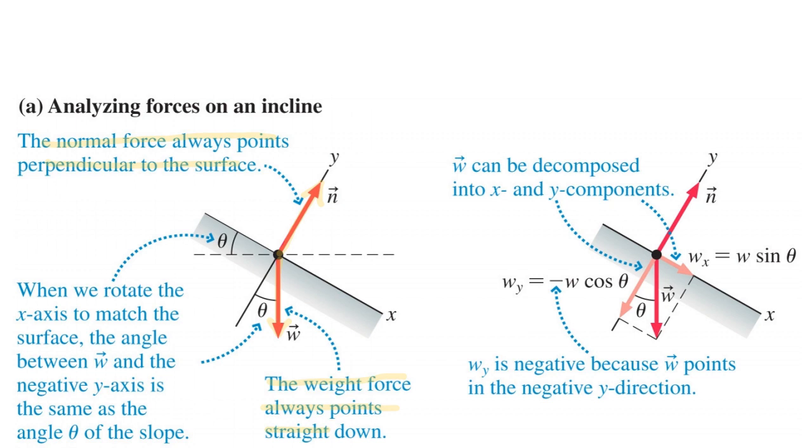We haven't talked about this yet, but when we rotate the x-axis to match the surface, the angle between the weight and the y-axis is going to be the same as the angle of the slope. We will talk about that in just a moment during our next example, because that text might hurt your brain. We also know that force gravity, or weight, can be decomposed into our x and y components.